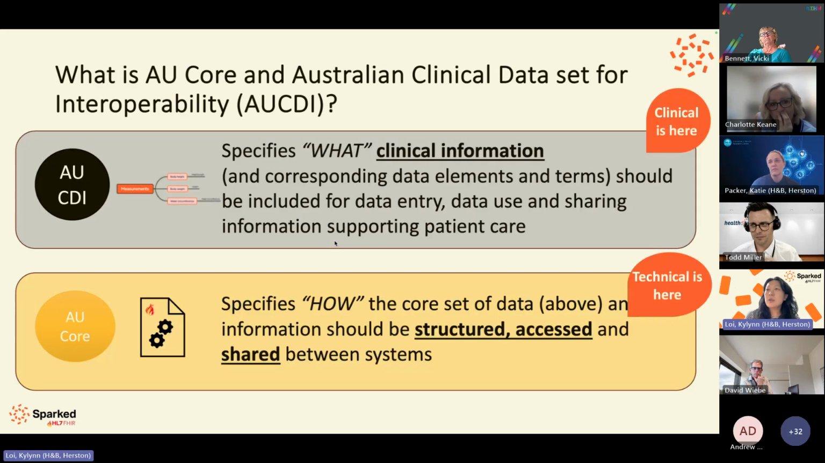Just a quick reminder, AUCDI really is specifying the what of the clinical information, so what are the data elements and the terms that we need to be included for data entry, data use, sharing of information to support patient care. So that's what we are doing here in the clinical design group. And then there's the partner group, which is the technical design group, and they're developing out the AU Core, which is specifying how that set of data should be structured, accessed and shared between the systems. So they're building out the technical specifications for that exchange.